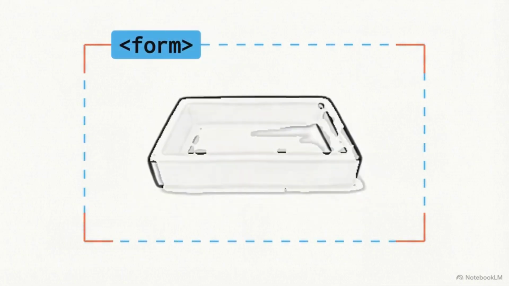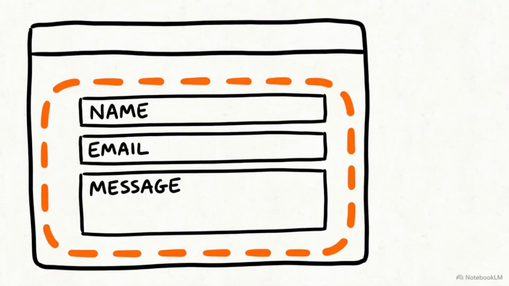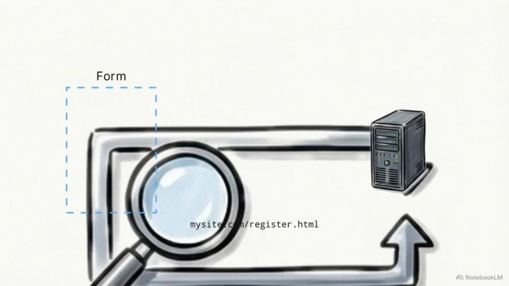Every input field you create must live inside a master container. In HTML, this is the form tag. It is completely invisible on the page, but it tells the browser exactly which pieces of data belong together. To make the form work, we need to tell it where to send the data. We do this using the action attribute. It acts as the destination address, usually a specific file on the server, like register.html, waiting to process the user's input.